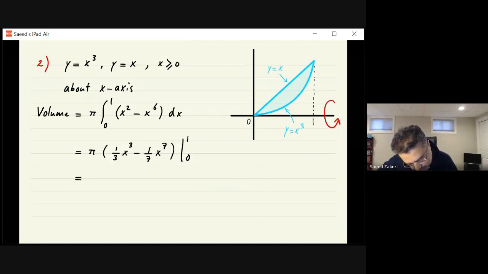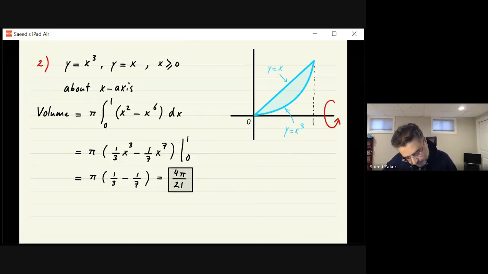So this is pi. When you plug in 1, you get 1/3 minus 1/7. When you plug in 0, you get nothing. So that's 4. So this difference is 4/21. And therefore, you get 4 pi over 21. And that's the exact value of the volume.